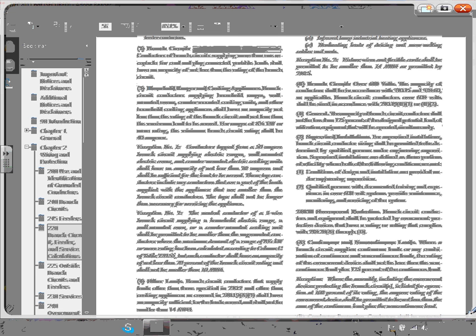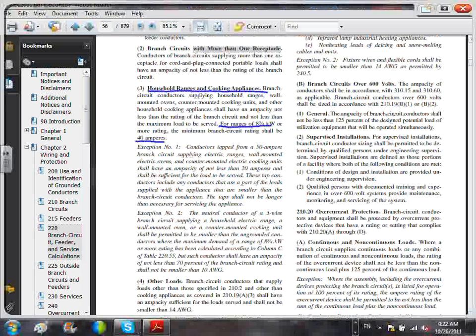Okay, so if you look at this, this is a branch circuit. We're talking about branch circuit for household ranges. This is very important. For ranges over 8 3/4, regardless of your calculation, your branch circuit overcurrent device must be 40. So highlight this one. Very important.